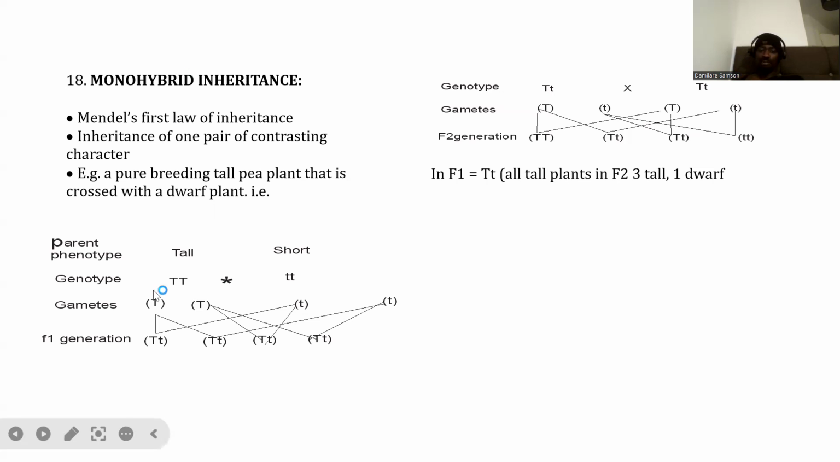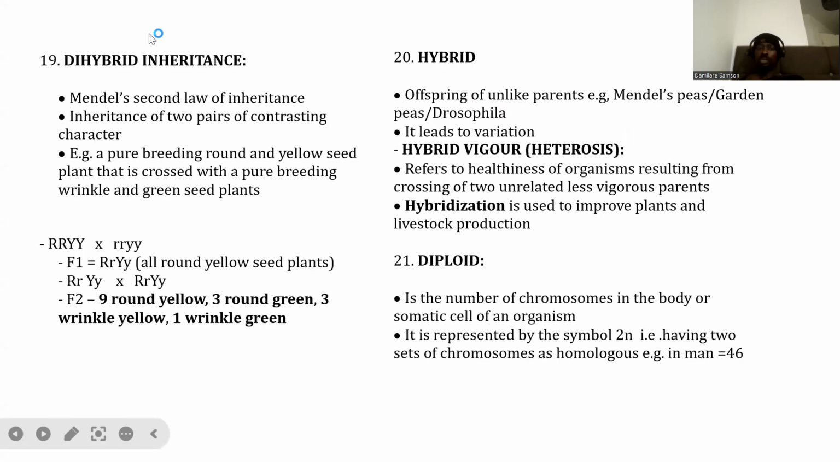When you talk about dihybrid now, that means two characters or two traits considered. So this is just one now. So we'll get to the dihybrid inheritance. So this is 19, dihybrid inheritance. Dihybrid inheritance is Mendel's second law of inheritance.